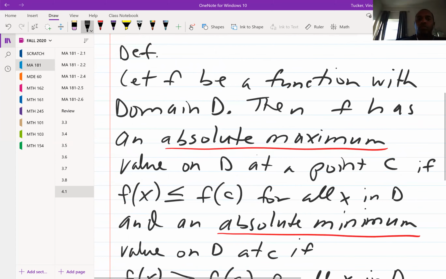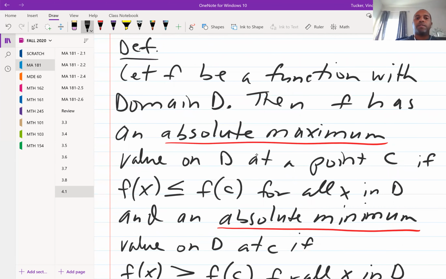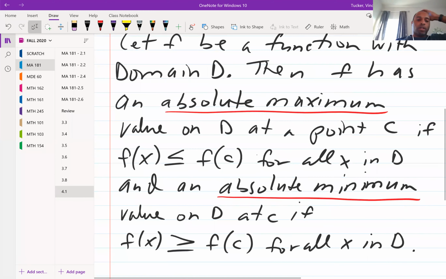All right, so we got this definition here. Let f be a function with domain D, then f has an absolute maximum. And make sure you pay attention to the wording. We'll have absolute max, absolute mins, relative max, and relative mins. So if it's absolute, it's the absolute maximum value on D at the point c.